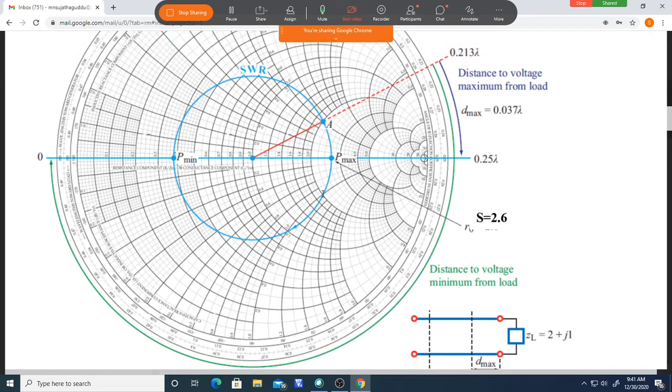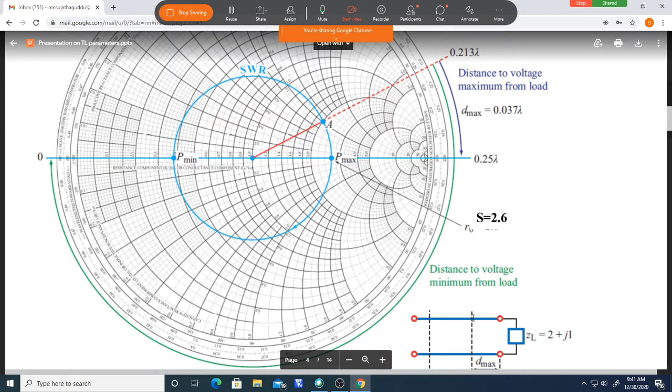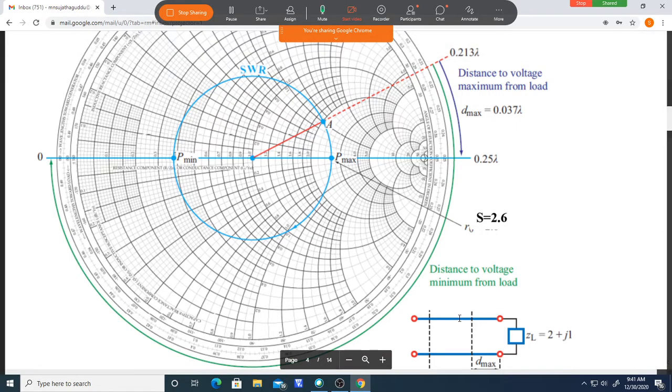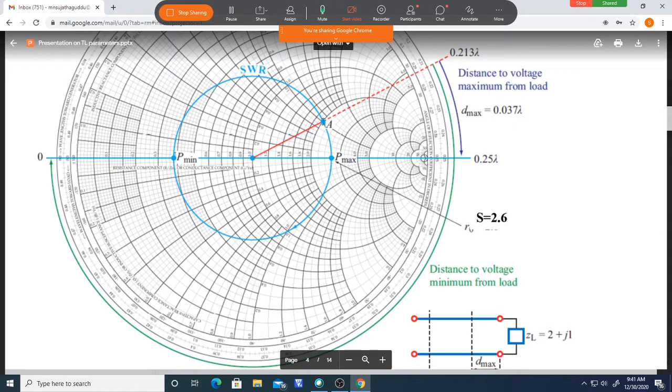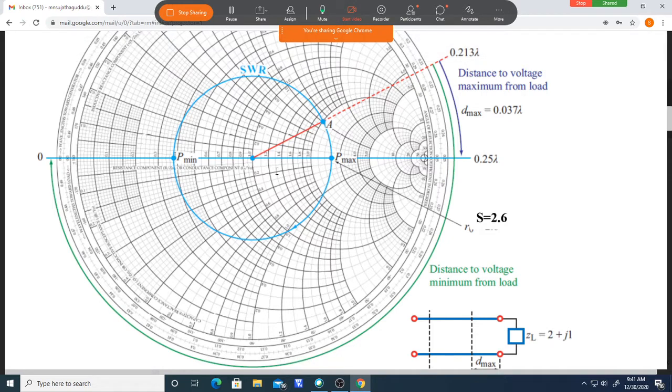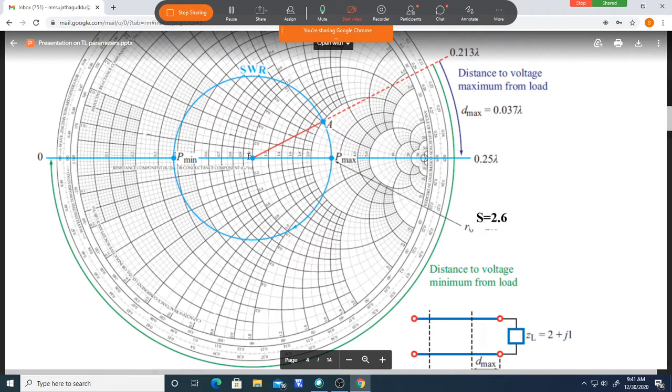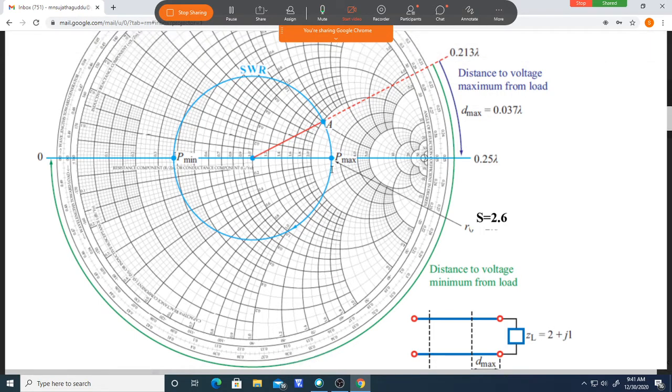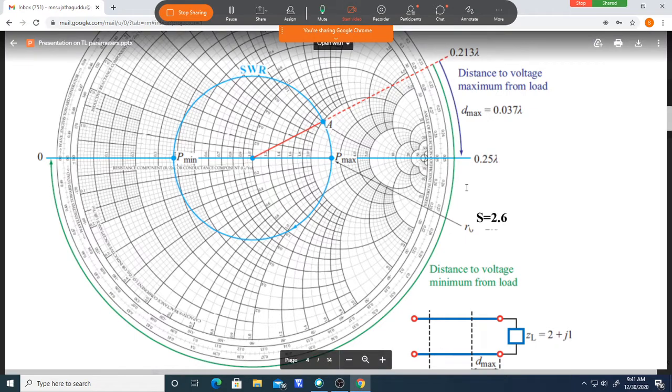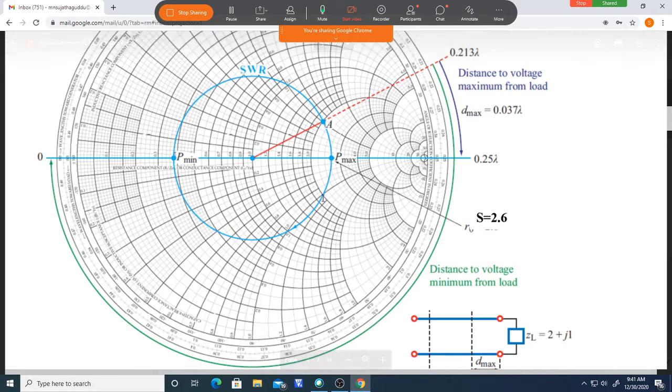If you move some distance over here, we will observe the impedance at that distance. You can measure the distance from here to here, as we already studied. If you want to know, you draw a line like this, and from here we moved this much distance. At that distance the impedance is 2 minus j1.